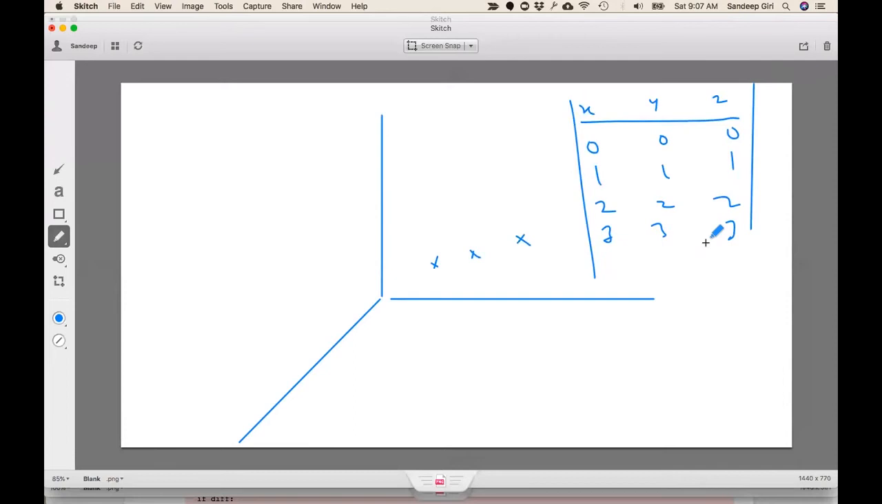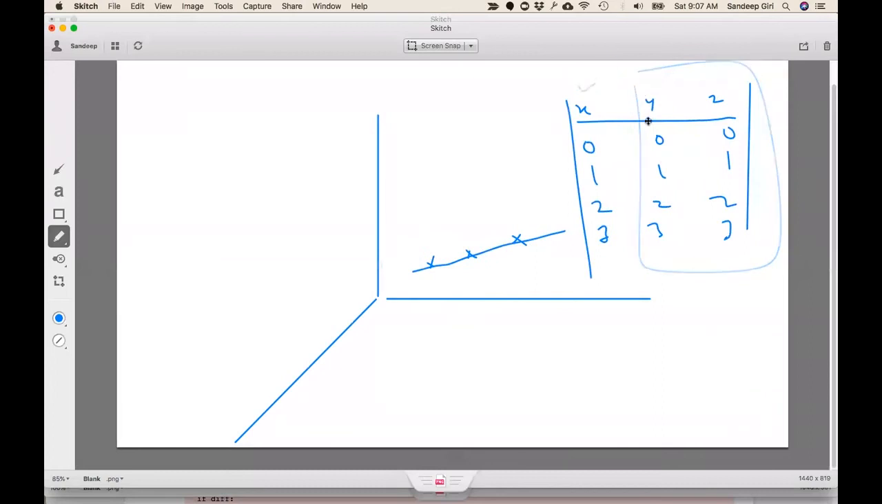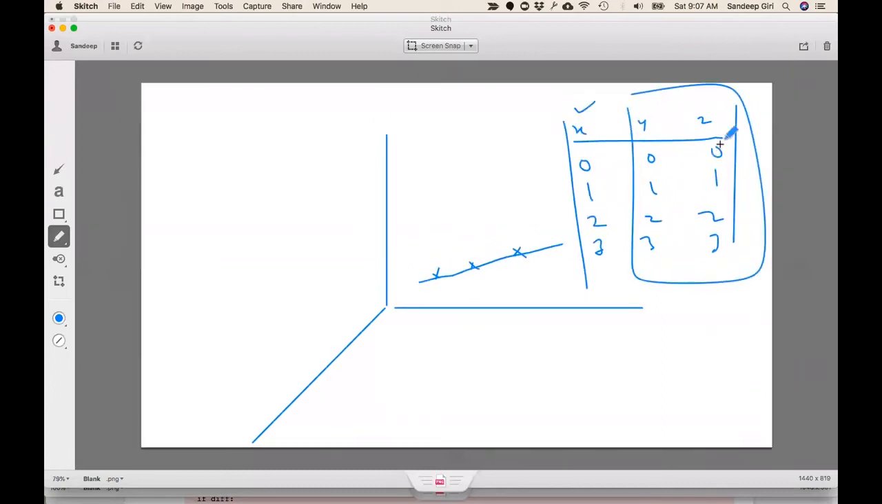We can, right? Because this line is in this particular dimension. So if we translate it into a single dimension, we don't require 2 columns. The one is sufficient. Correct?